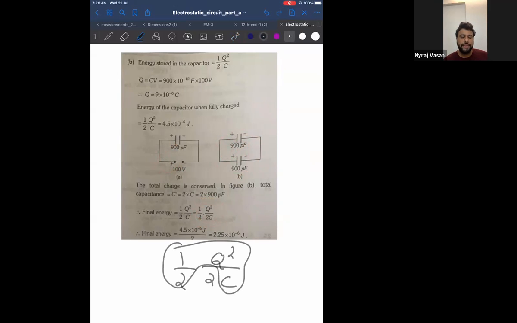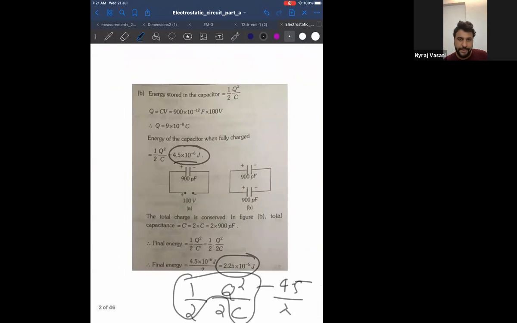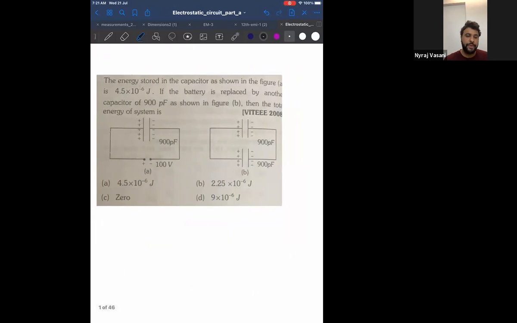What is half Q squared by C answer? The first case, 4.5 something, divided by 2. Because can I say in the first case and in the second case, my answer is exactly half. Just check. Okay. So, this is the long cut method. I've just shown you one glimpse.